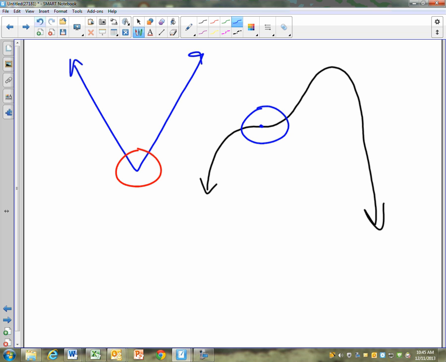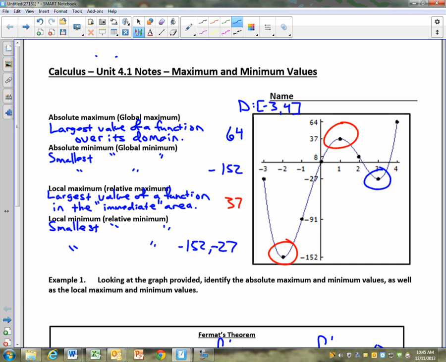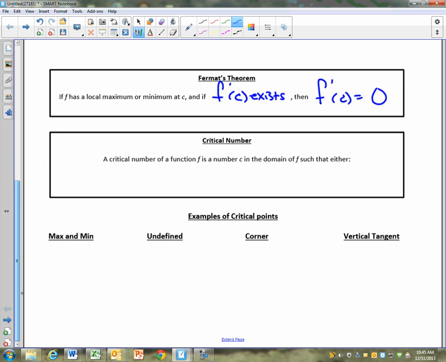Fermat's theorem says if there is a local minimum or maximum, and if you can take the derivative, then you're going to get 0. And that's an important thing. So that's what we're going to utilize. And that's pretty obvious, you guys. A critical number of a function f is a number c in the domain of f such that either f prime of c is equal to 0, or f prime of c does not exist.